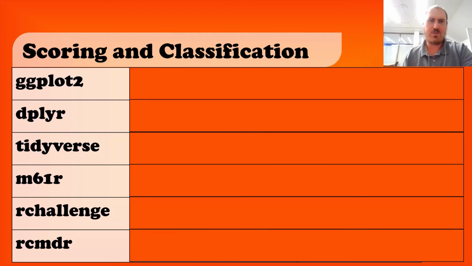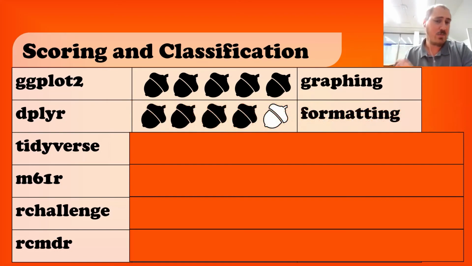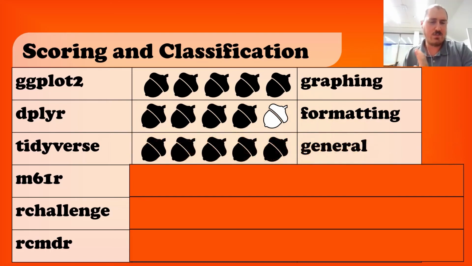Now, some brief scoring and classification, and even briefer justification. For ggplot2, I'm giving it 5 acorns out of 5. It's really great. I use it all the time, and it is primarily graphing. dplyr, I'm going to give 4. It's very good. I don't use it as much, and it's good for formatting. Tidyverse is going to be 5 out of 5, because it actually includes ggplot and dplyr, so it's great general purpose classification.